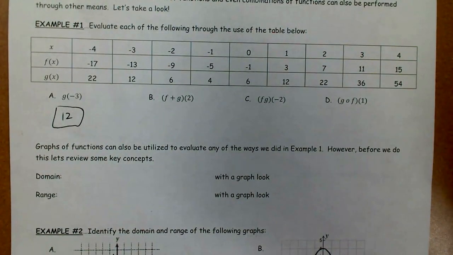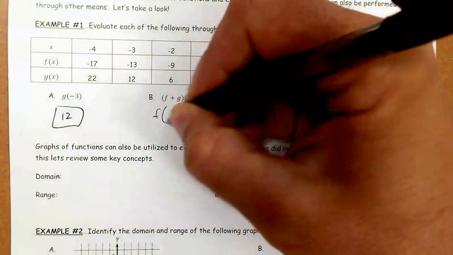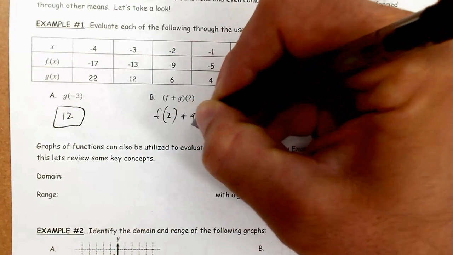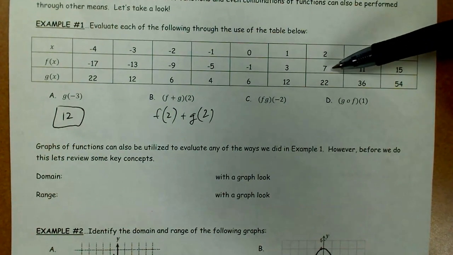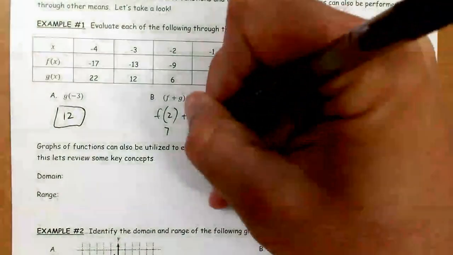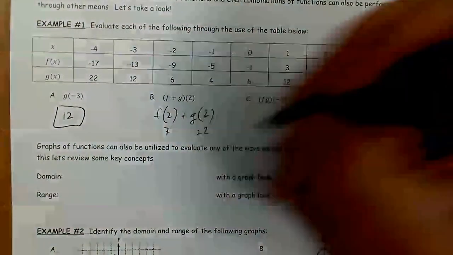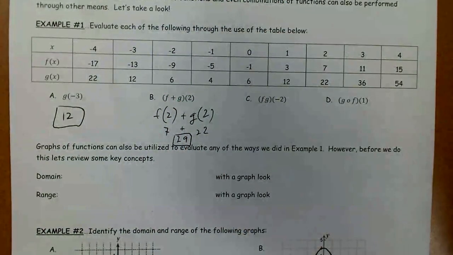Pretty good. For b, f plus g of 2. As we talked about on Wednesday, that just means f of 2 plus g of 2. So just find those from above. F of 2 would be 7. G of 2 looks like it's 22. So we got 7 plus 22. Final answer is 29.